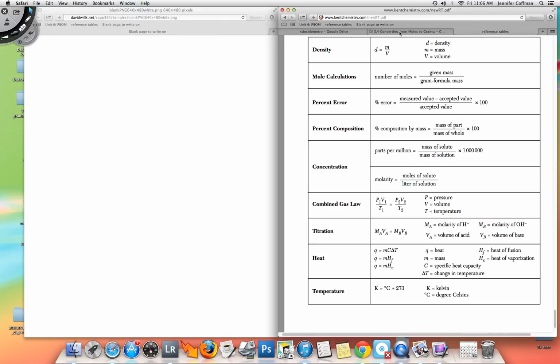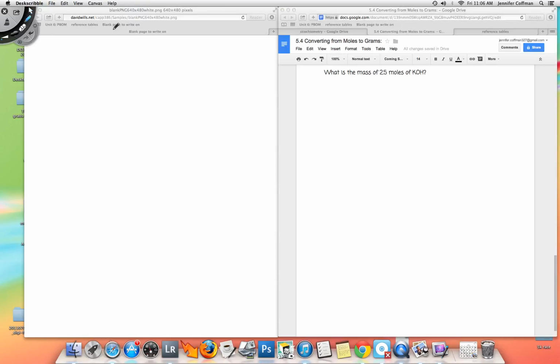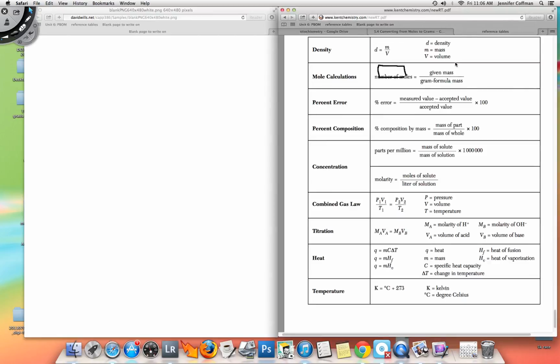Alright, don't panic. When you look at the question, what is the mass? Look and see what else is given to you in the question. In this case, they gave us 25 moles. So now I can go back to my reference tables and say to myself, they're looking for mass, but they gave me moles. Here's mass. Any mention of moles here? No. Here's mass. No mention of moles here. Here's mass. Oh, this one has moles in it. That's how you're going to figure out what formula to use, if you're totally lost.